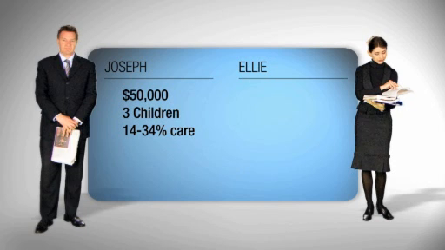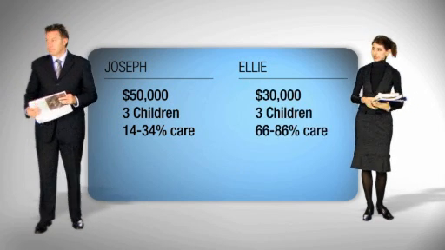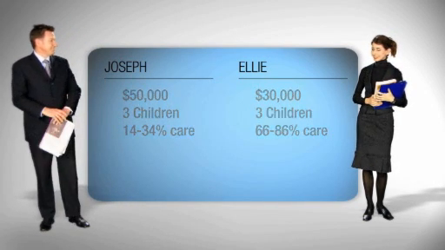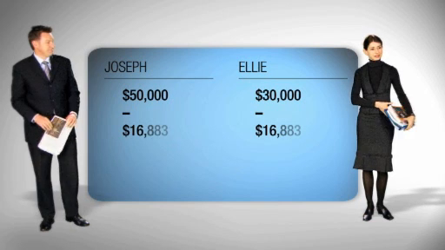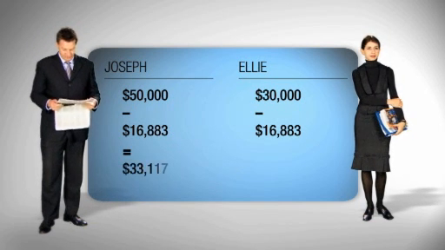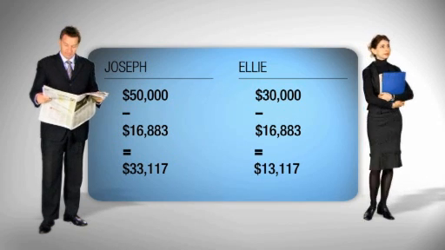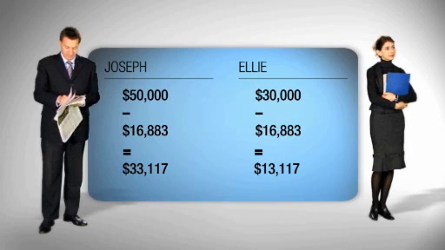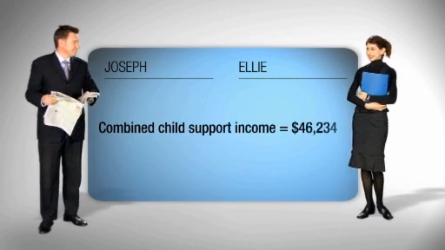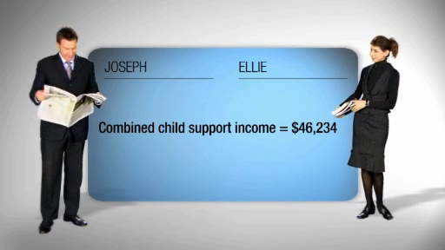Joseph's adjusted taxable income is $50,000. Ellie's is $30,000. The current self-support amount is about $17,000. Deducted from Joseph's income, it leaves him with about $33,000 and it leaves Ellie with about $13,000. Those figures are the child support incomes, and when we add them together, we get the combined child support income. In this case, it equals about $46,000.